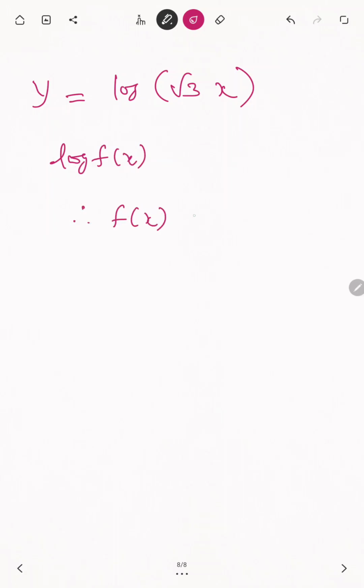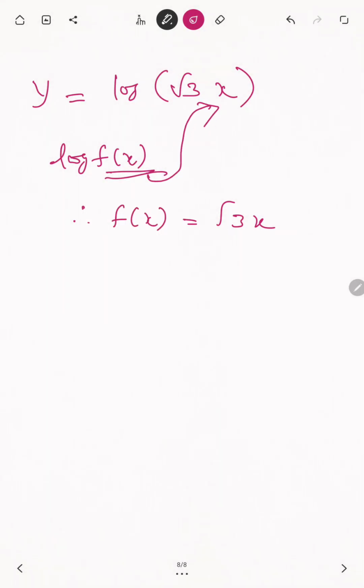I am taking another example. Log of root 3x. Come on. How will you differentiate? Now you write log of f of x. Now f of x is how much? Root 3x, correct? The underlying part is called f of x, root 3x.